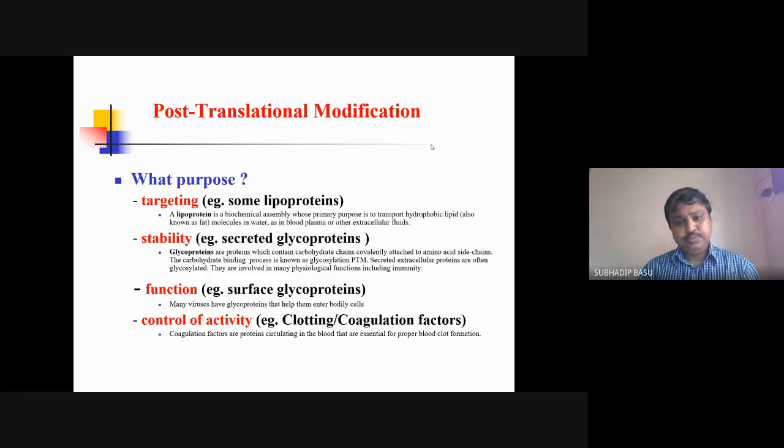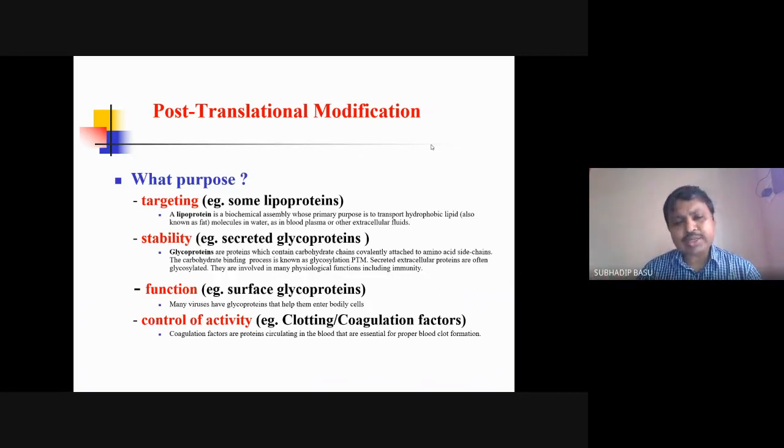So just like lipoproteins bind to fat, glycoproteins bind to carbohydrates in their amino acid side chains. The secreted extracellular proteins are often glycosylated, and they help in many different activities, including helping our immune system. So the glycoproteins are glycosylated, attached with carbohydrate chains. There are many different variations.